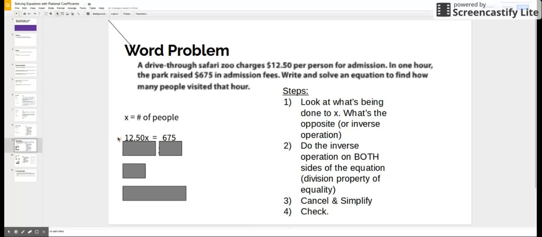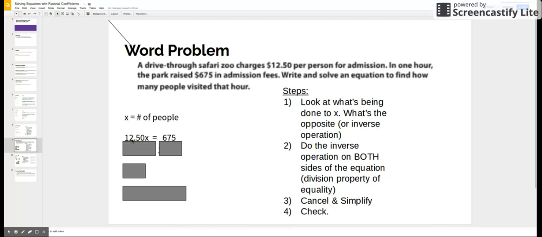So $12.50 times the number of people should get me 675. Our goal is to figure out what the number of people was that were admitted into the Safari Zoo. So here we have 12.50x is equal to 675. Fine, $12.50 times how many people is equal to the total of 675.